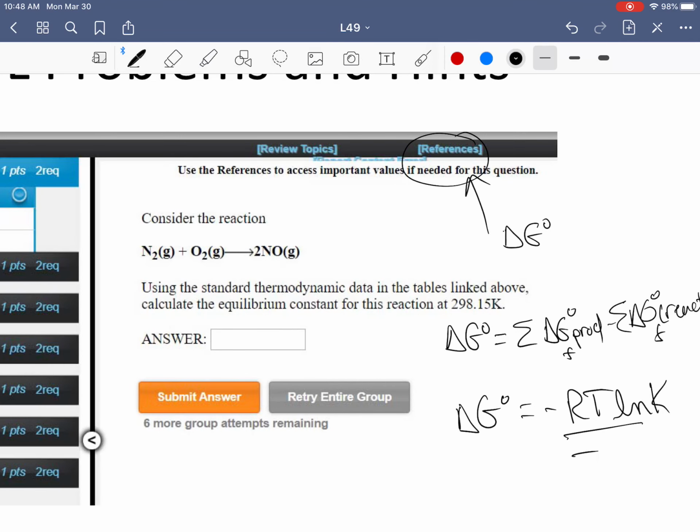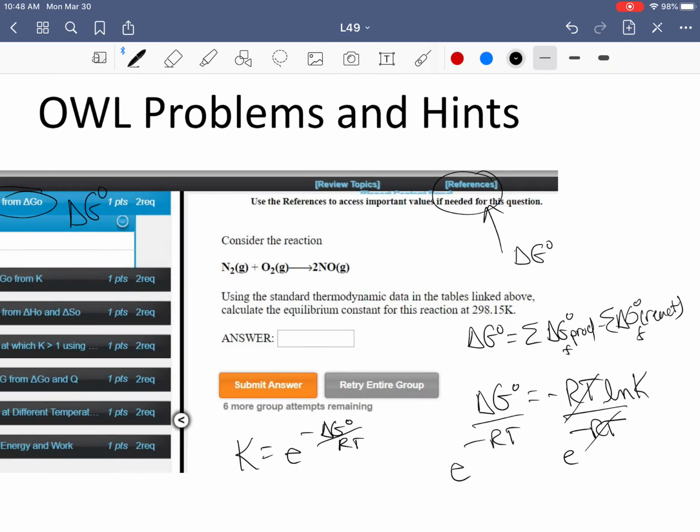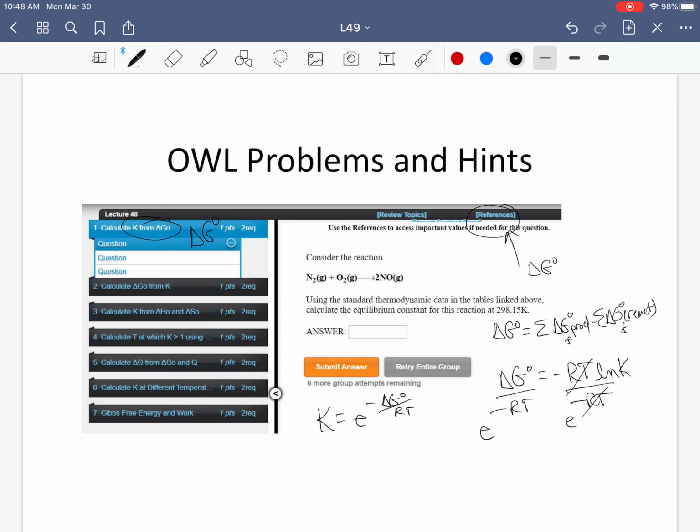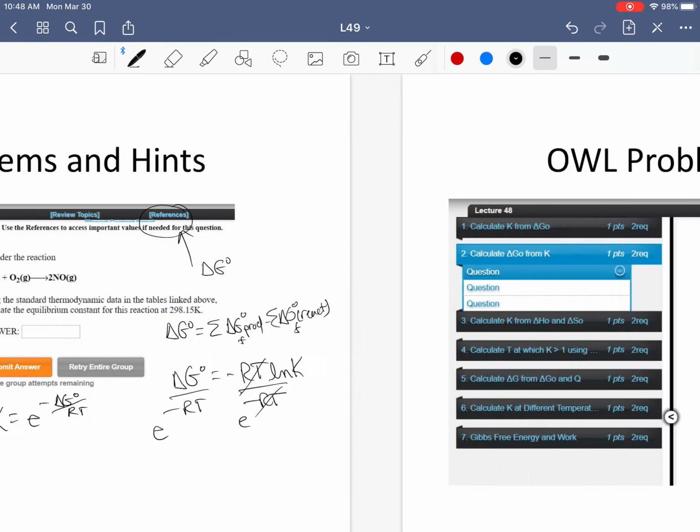So that means dividing both sides by RT. And then once you get that, you'll take the exponential function to undo the natural log. So really, K is equal to the exponential function of minus delta G over RT. So these are the things you'll be looking for in this. All right, so that's problem number one. And units are very important, as always. So we're checking for that.